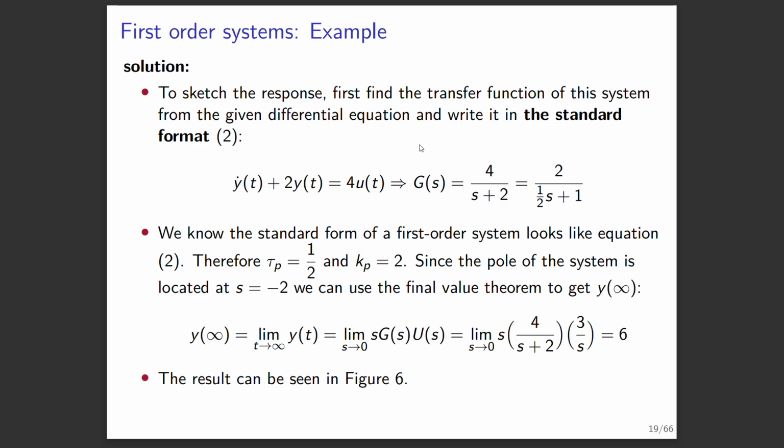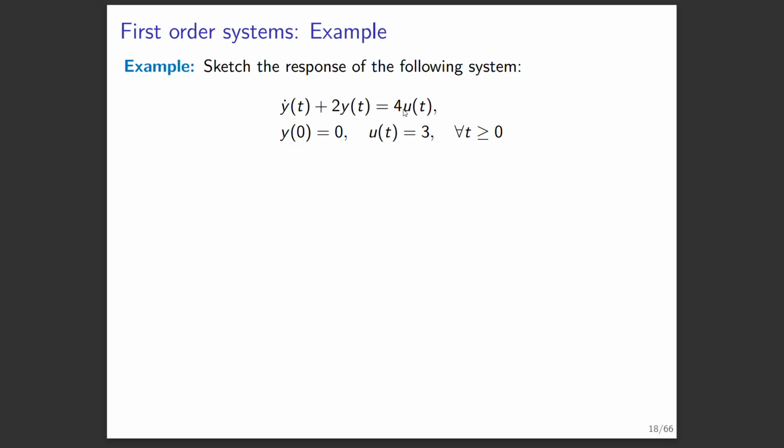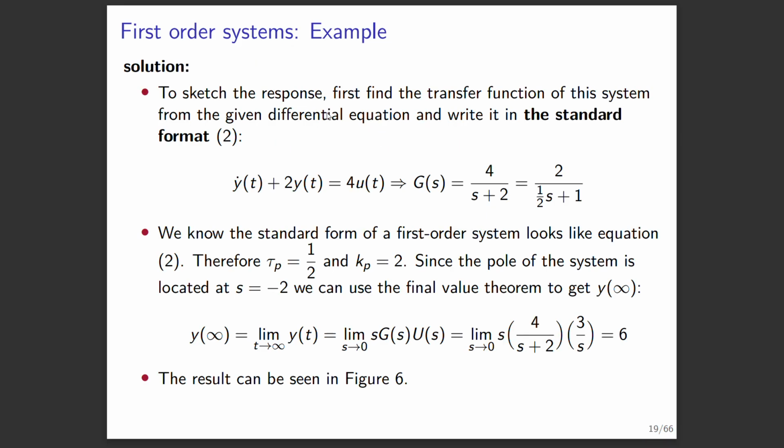So if I take the Laplace transform and write it in standard format, I'm going to have 4 divided by s plus 2, right? So 4 divided by s plus 2, which in standard format is just 1 over 2s plus 1 in the denominator and then 2 in the numerator. And therefore, gain is 2, time constant is a half, is 1 over 2.